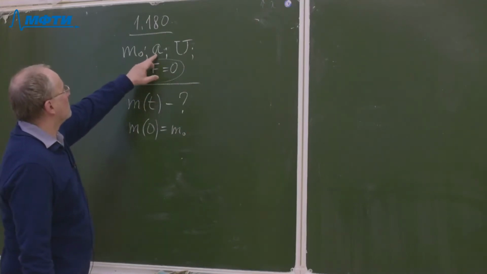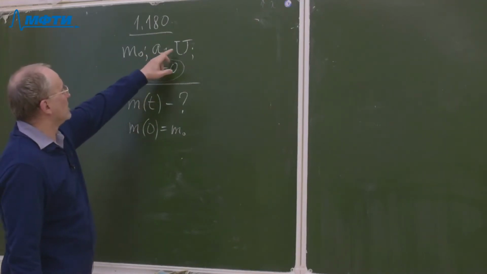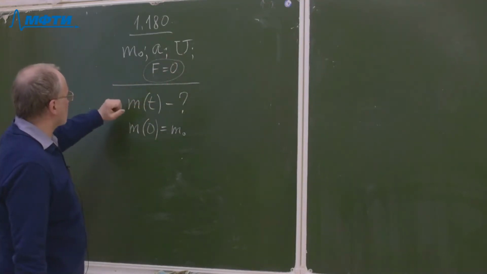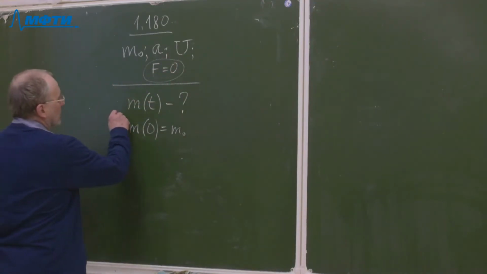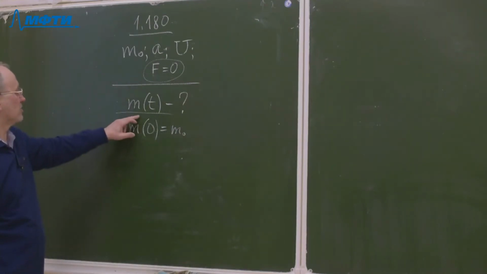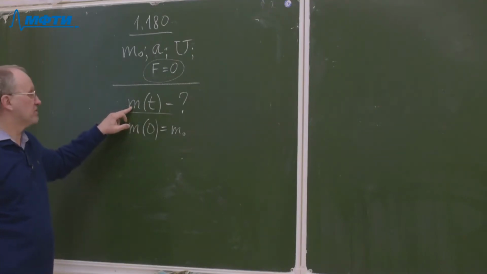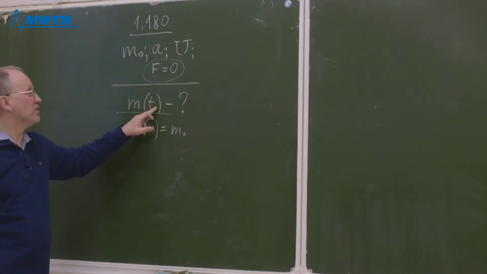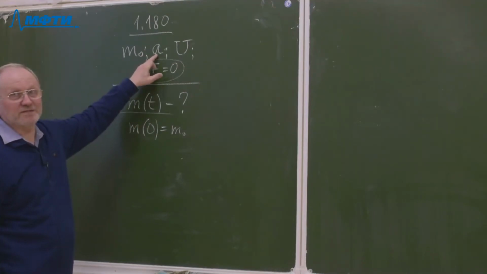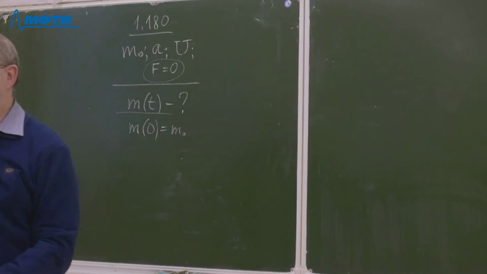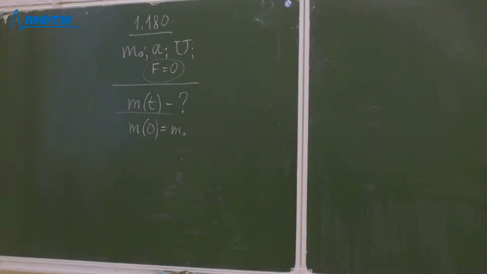And it wants to move with constant acceleration if the gas velocity is constant and the initial mass of the rocket is given, and we need to find what must be the function of time, the mass of the rocket. How should the mass of the rocket change with time in order for the acceleration to be constant in this particular case when the rocket is far from other bodies in outer space?